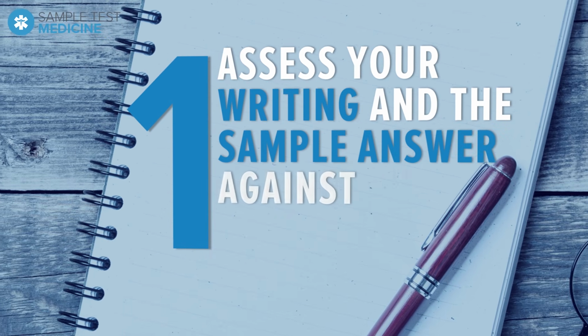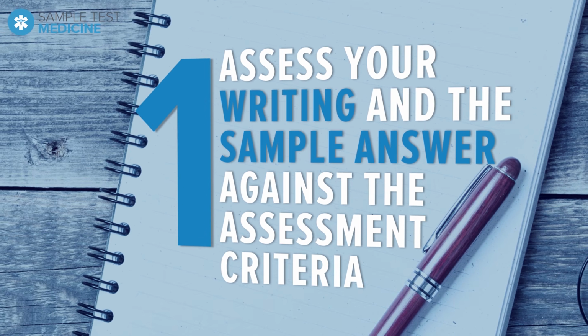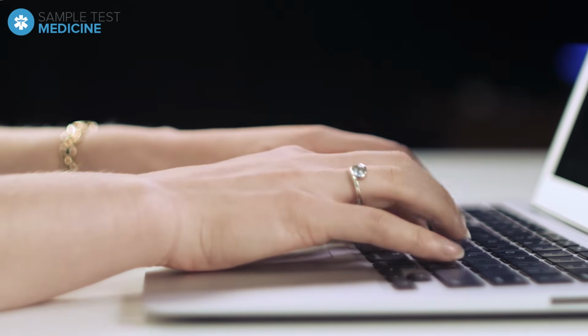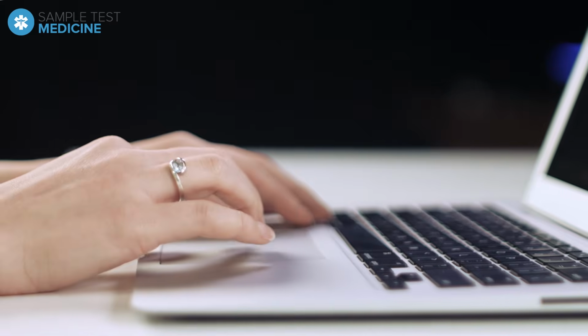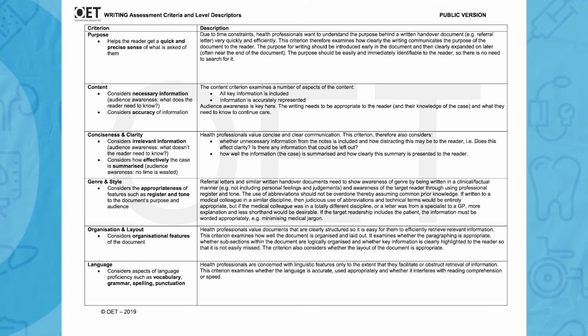Assess your writing and the sample answer against the assessment criteria. The criteria are free to download from the OET website and contain both a description of the 6 criteria you are assessed on, as well as the evidence of what the assessors are looking for to be able to score you at the different levels. Take each criterion in turn, read the evidence statement for each level, and critically decide which statement is the best match for your writing.